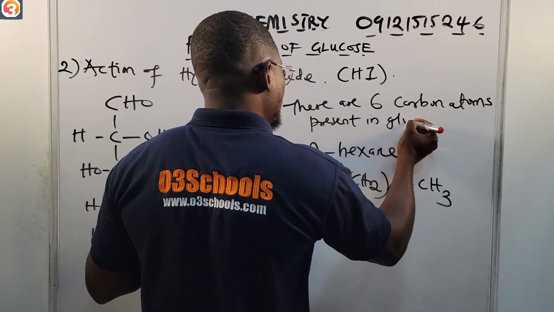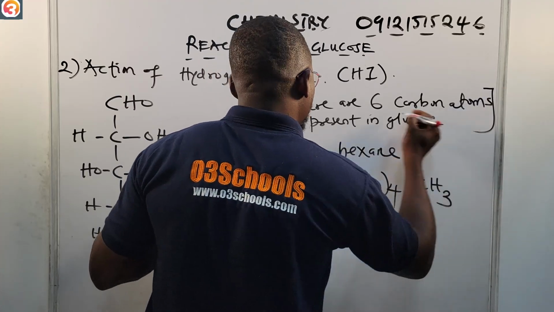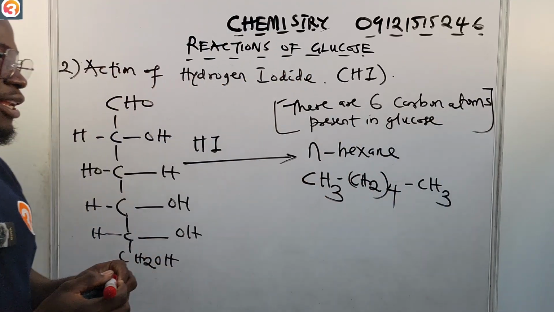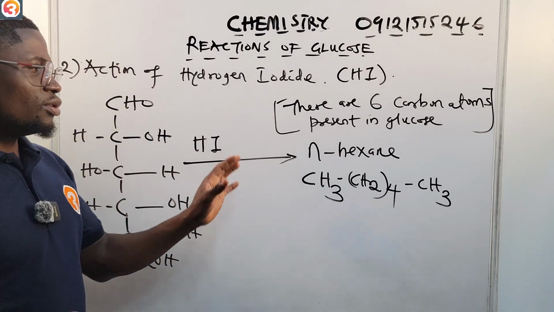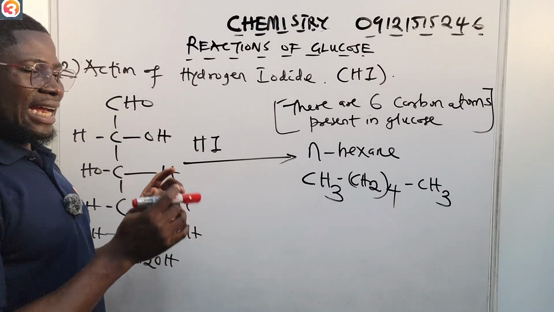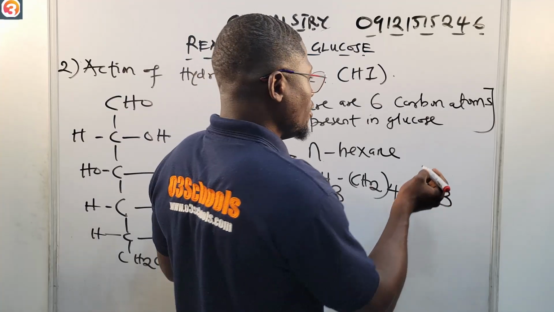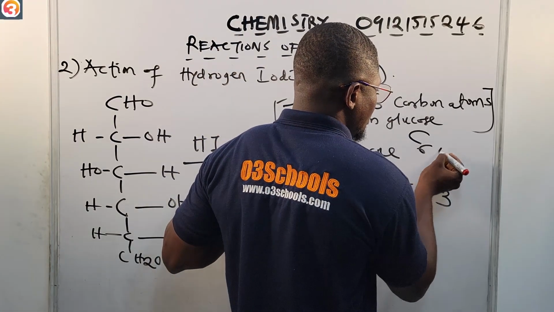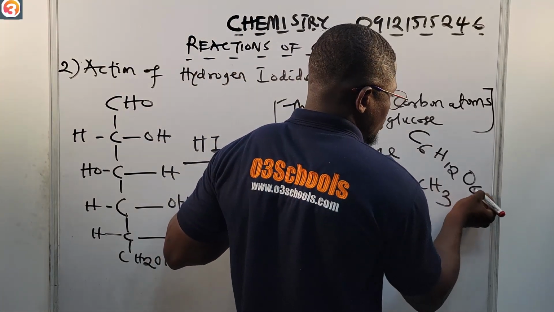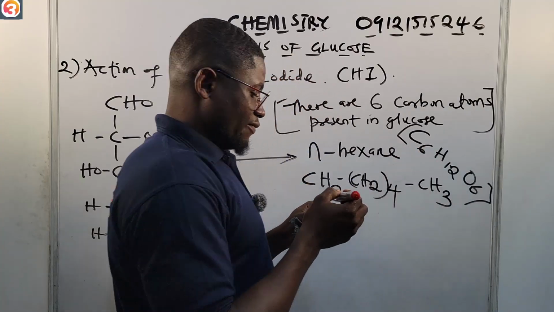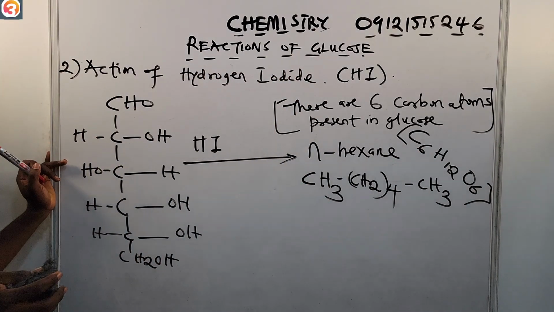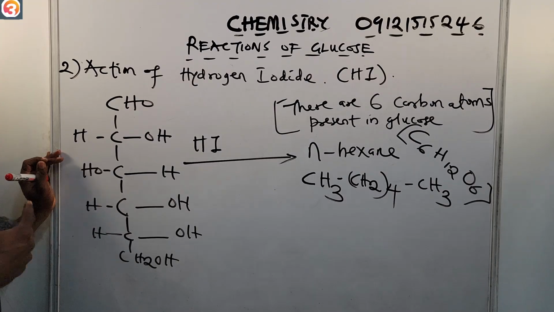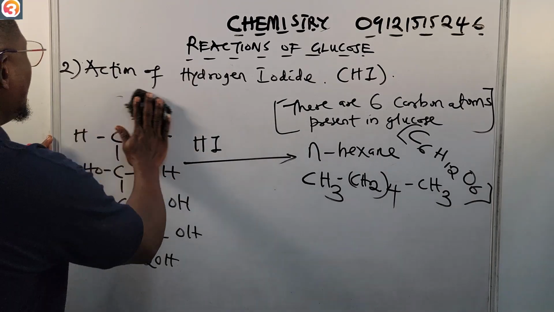in glucose. So this is what it tells us, that there are 6 carbon atoms present in the glucose compound. So it is C6H12O6, and we can verify that because the formula for glucose is C6H12O6. Take note of that. Very, very simple. So this is the second reaction we consider, the action of hydrogen iodide on glucose. Then number 3, we proceed.